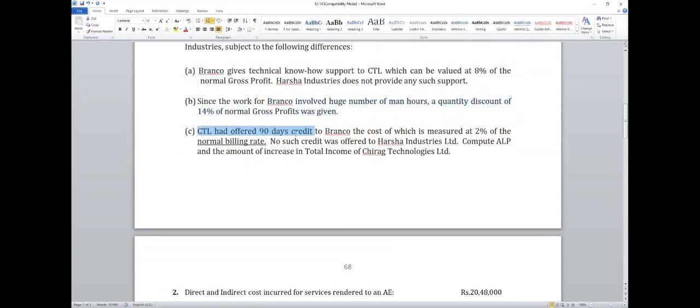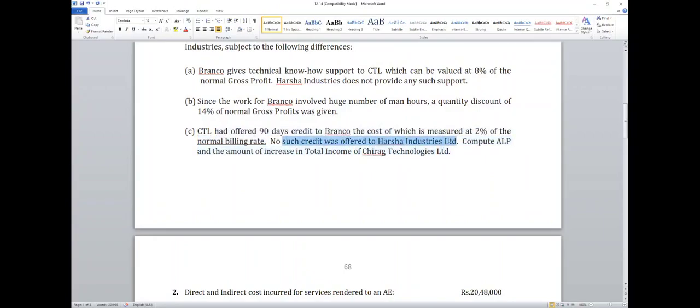Okay. CTL had offered 90 days credit to Branco AE. போன சம் மாதிரி தான். போன சம்ல 1 month credit. இதுல we are giving 90 days credit to AE. The cost of which is measured at 2% of normal billing rate. GP இல்ல. இங்க வந்து CTL has offered 90 days credit to Branco. The cost of which is measured at 2% of normal billing rate.